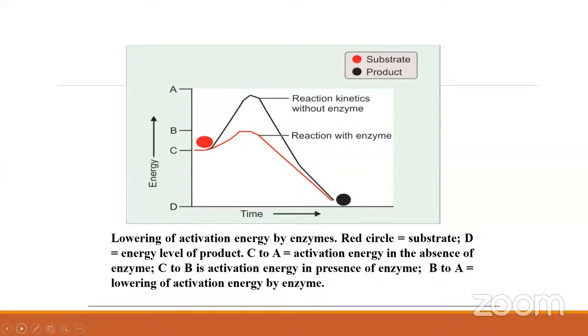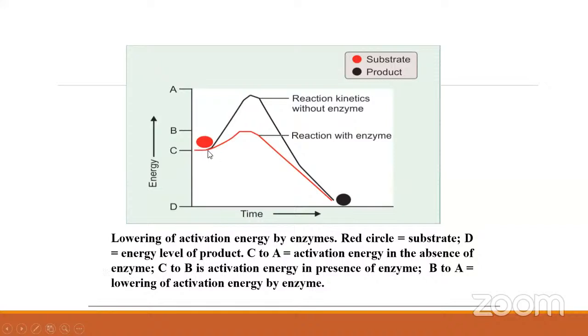Like it needs some time, right, to completely burn that wood, right? Then only the proper fire will come out. So to make it simple, what will we do? We'll add some kerosene or paper or something like that. We'll put it so that it will do that work very fast, right? So similarly, enzymes also will make the reaction faster.